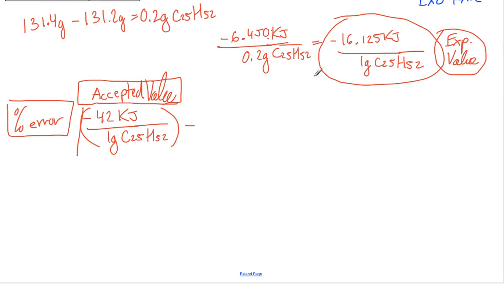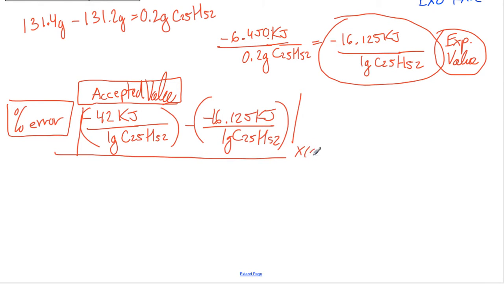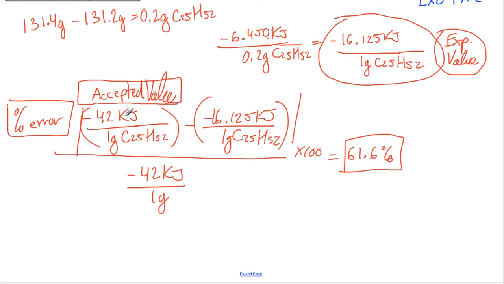I will subtract this number up here, negative 16.125 kilojoules for every 1 gram of C25H52. I'm subtracting those two numbers, the absolute value difference of those, and I multiply it times 100. When I do that, I have to divide by the accepted value, which is negative 42 kilojoules for every 1 gram. And I will get a percent error of 61.6%. Okay, that's using the kilojoules per gram.